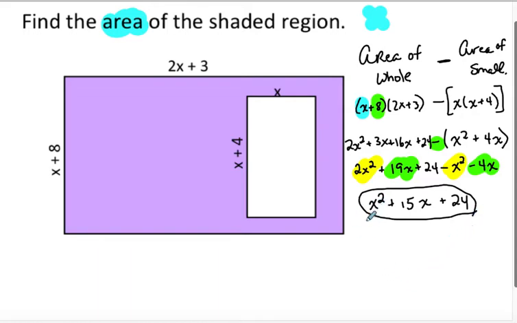Remember that you should be able to verify by selecting a number. So if I wanted to plug in something for x, maybe 2 or 3, some nice simple number, plug it in for x, find the area of the whole in terms of that value of x, find the area of the smaller in terms of that value of x, subtract it, you should get the same thing as if you plug in that value to this expression as your solution. I hope that helps with those classic types of problems.